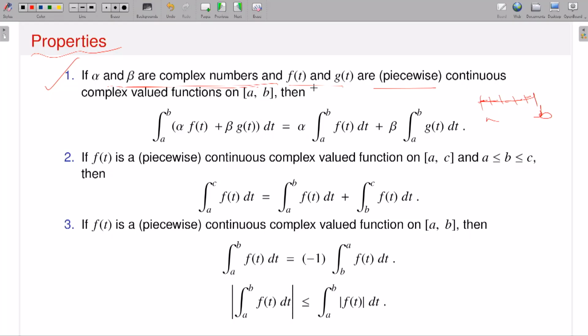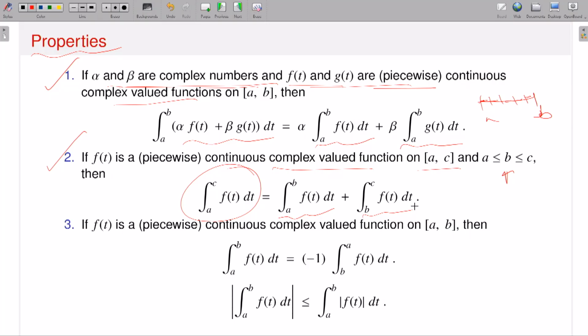So, alpha and beta two complex numbers, f and g two continuous or piecewise continuous complex valued functions. Then this linearity property is satisfied. That means the integration a to b of alpha f(t) plus beta g(t), alpha will come out, so therefore it is alpha times integration a to b of f(t) dt plus beta times integration a to b of g(t) dt. Number 2, if f(t) is a continuous or piecewise continuous complex valued function on the interval a to c, and if I take some point b in between a and c, then integration a to c of f(t) dt I can break up into two parts, integration a to b plus integration b to c. This kind of property you know for real valued functions of a real variable.